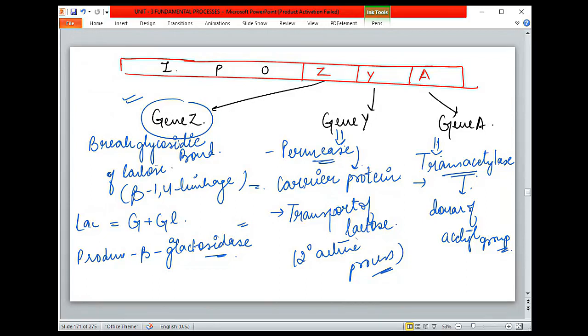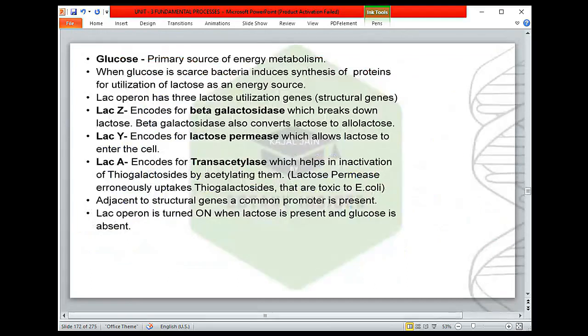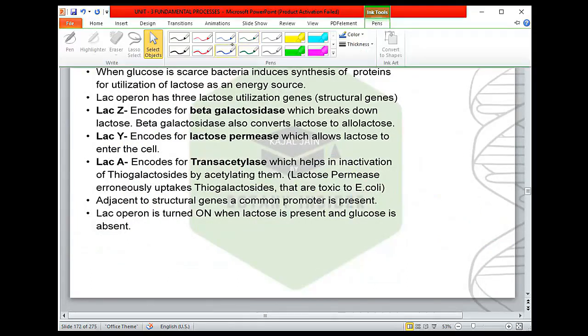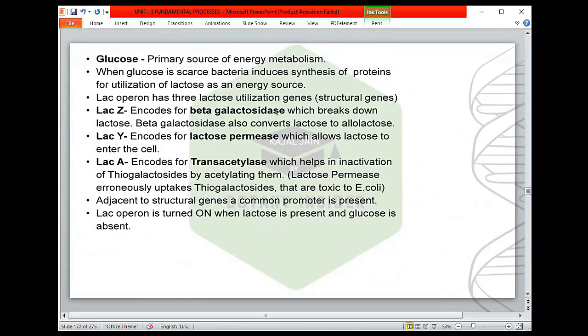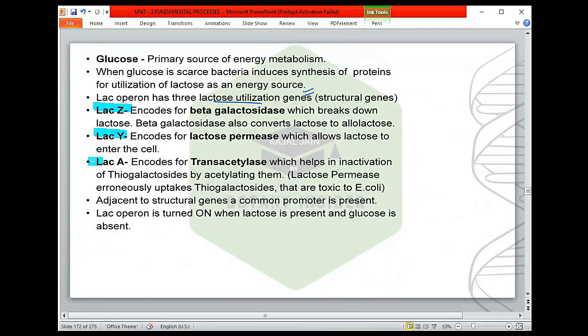Right now, let's understand your structure. So Z, Y, A, remember the functionality of each of them. Look over here, whatever I have explained there, same thing is written. Lactose operon has three of the utilization genes, LAC Z, LAC Y, and LAC A. LAC Z encodes for beta galactosidase, which breaks down the lactose. It also converts the lactose to the allolactose.